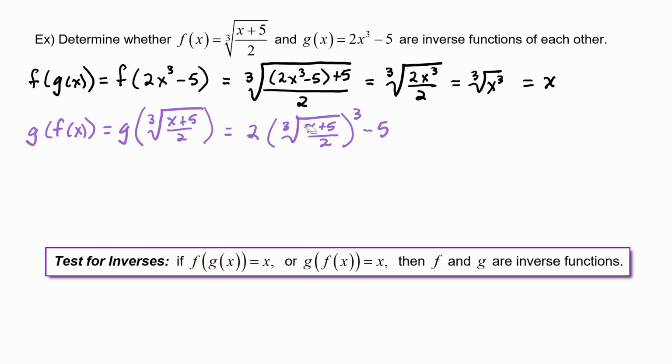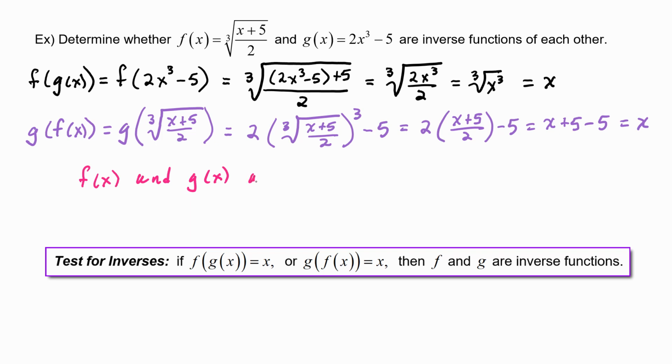Now we know that the cube root of something cubed, those undo each other, so we would have 2 times (x plus 5 over 2) minus 5. Now these 2's would cancel, and we have x plus 5 minus 5, which is equal to x. So either way, whether we did f of g of x or g of f of x, we end up with x, which means f of x and g of x are inverse functions.